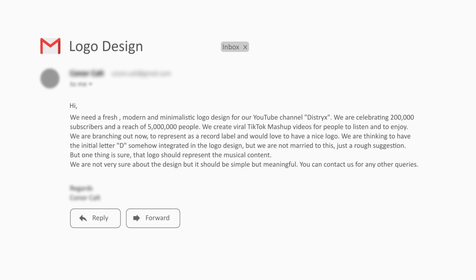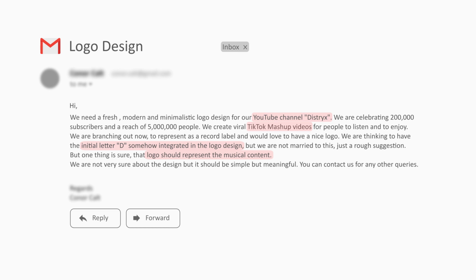Now the major points that I extracted from this brief. First of all, it's the name of the logo, which is Districts, and it's a YouTube channel. The second one is that they are creating TikTok mashup videos. The third point is a suggestion, which is about the initial letter D. And the fourth one is that the logo must represent the musical content.